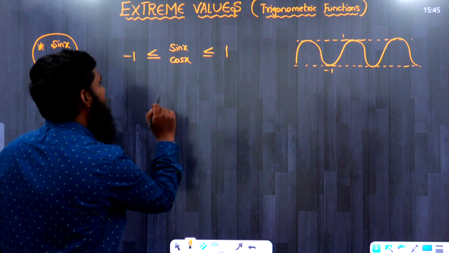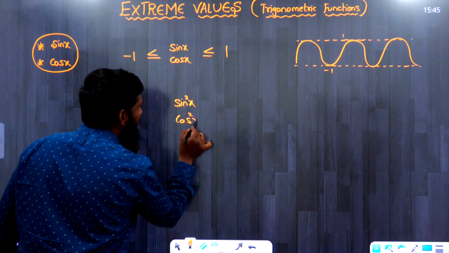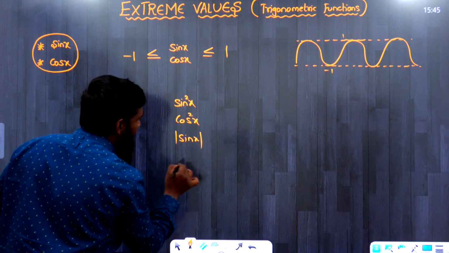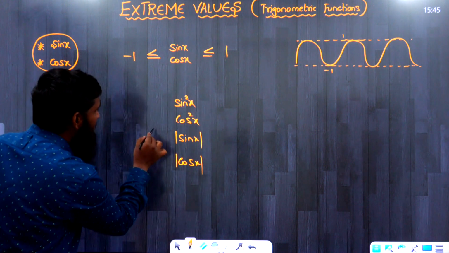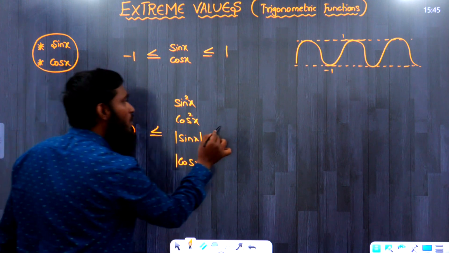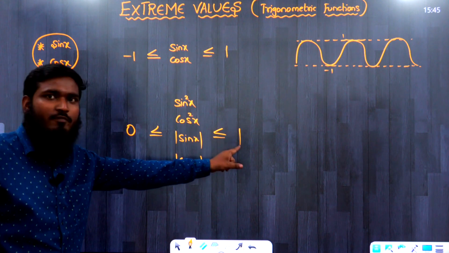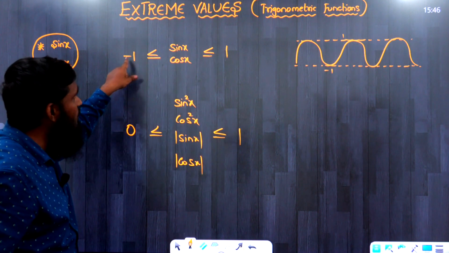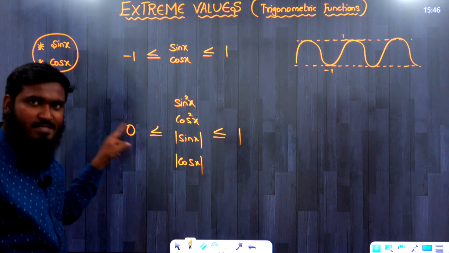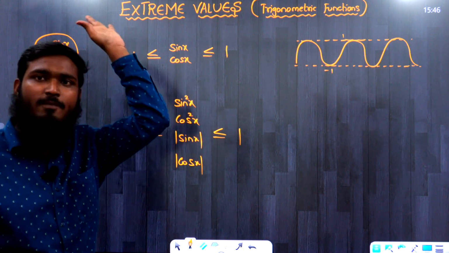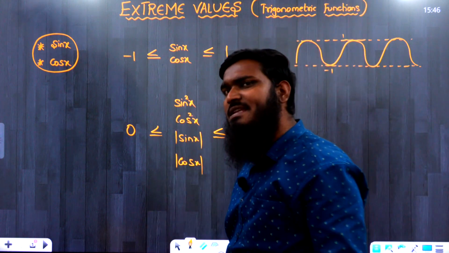Similarly, if you have sin square x, cos square x, mod sin x, mod cos x, what is the minimum value for this? 0. What is the maximum value? 1. So minimum value 0, maximum value 1. For sin and cos, minimum value -1, maximum value +1. For sin square, cos square, mod sin, mod cos, minimum value 0, maximum value 1. By using this concept only, we can solve the questions very easily within a second.